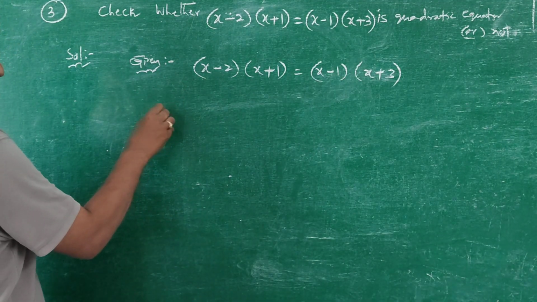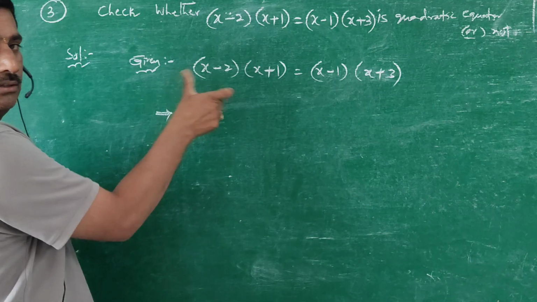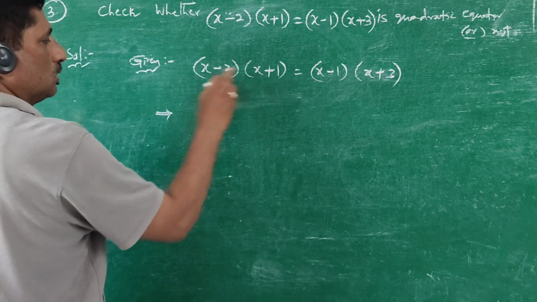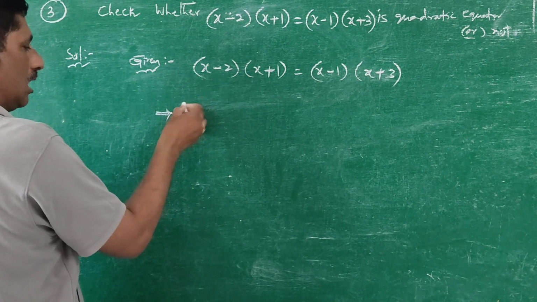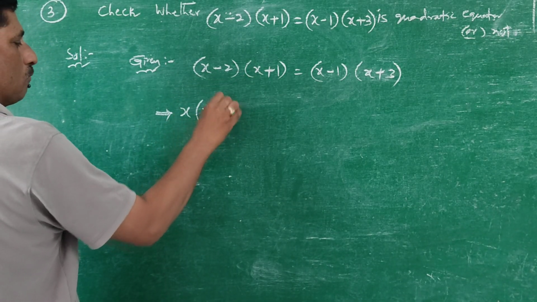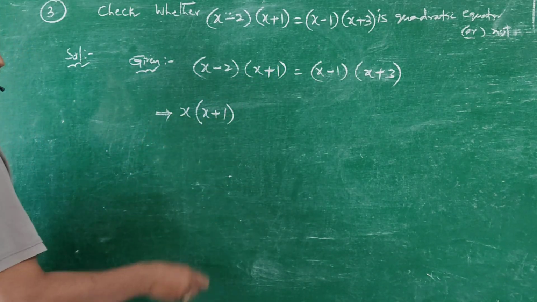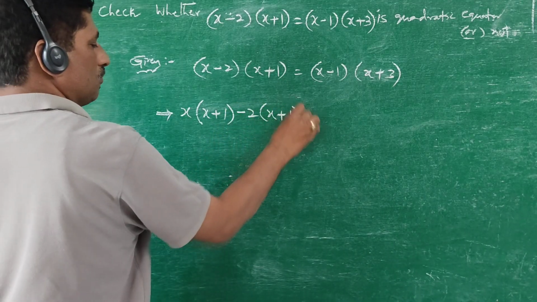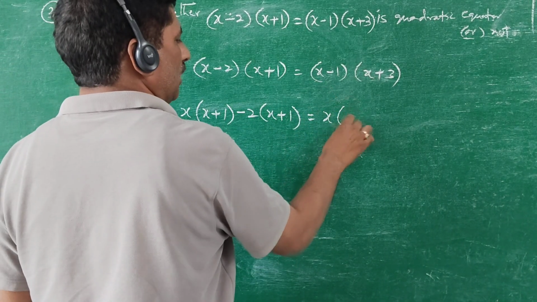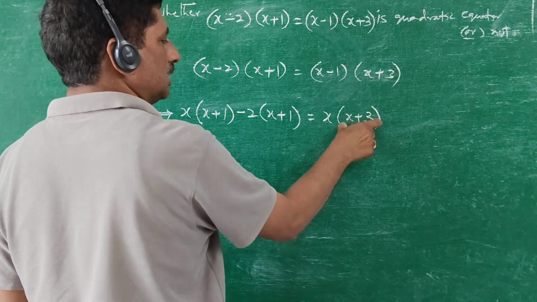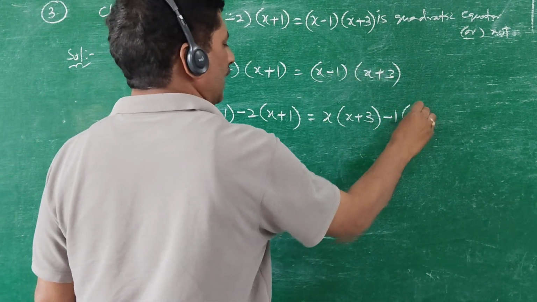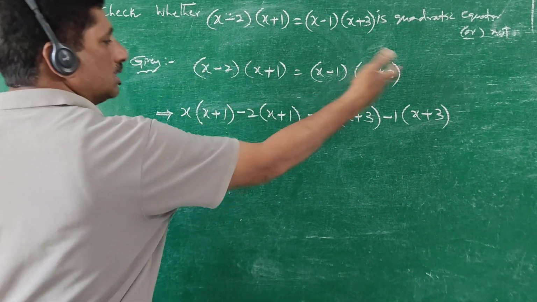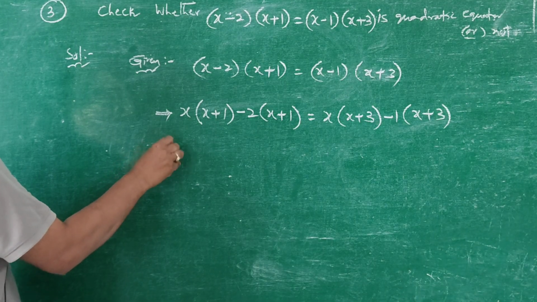Now I have to simplify this. We should multiply these two expressions. First I multiply x plus 1 with x, and then I multiply x plus 1 with minus 2. So x into x plus 1 minus 2 into x plus 1 equals x into x plus 3 and then minus 1 into x plus 3. I multiply this expression with these two terms, and the same procedure I have to follow for the other side.